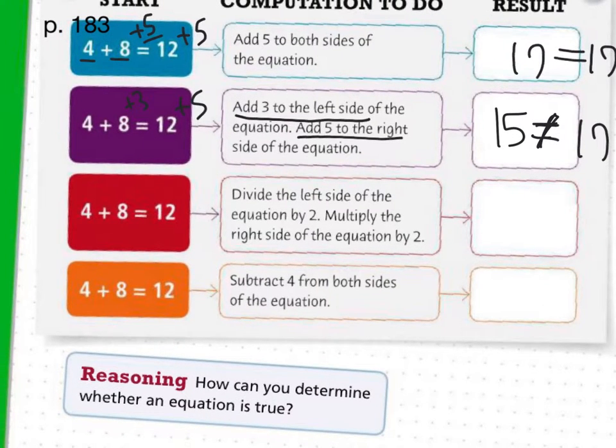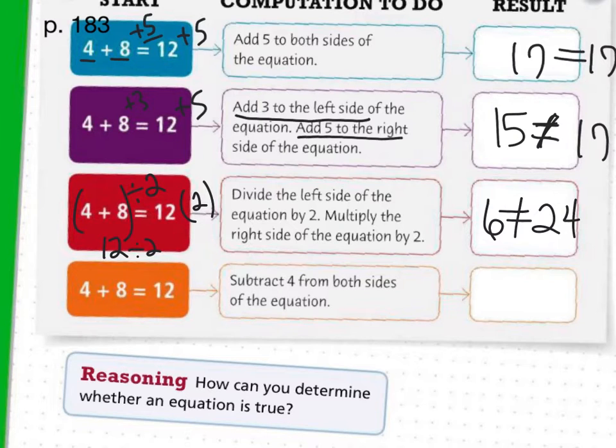Same idea if you look at this red box. This time they want us to divide the left side of the equation by 2. So presumably we put that in parentheses and divide that answer by 2. And then they're saying multiply the right side by 2. On the left side, 4 plus 8 is 12, and 12 divided by 2 is 6. On the right side, 12 times 2 is 24. And 6 is not equal to 24.